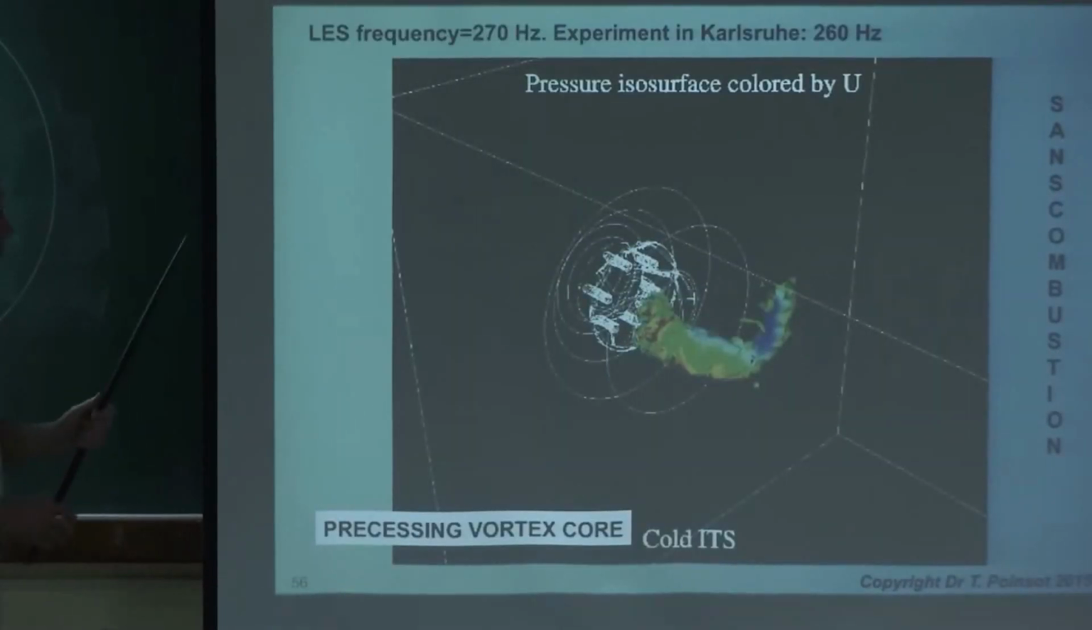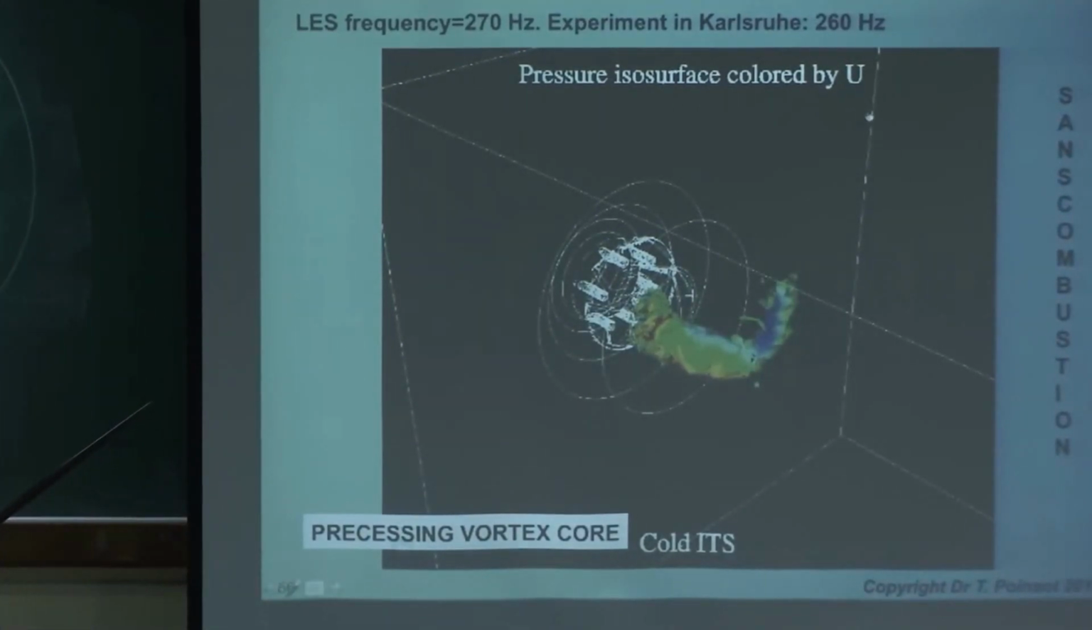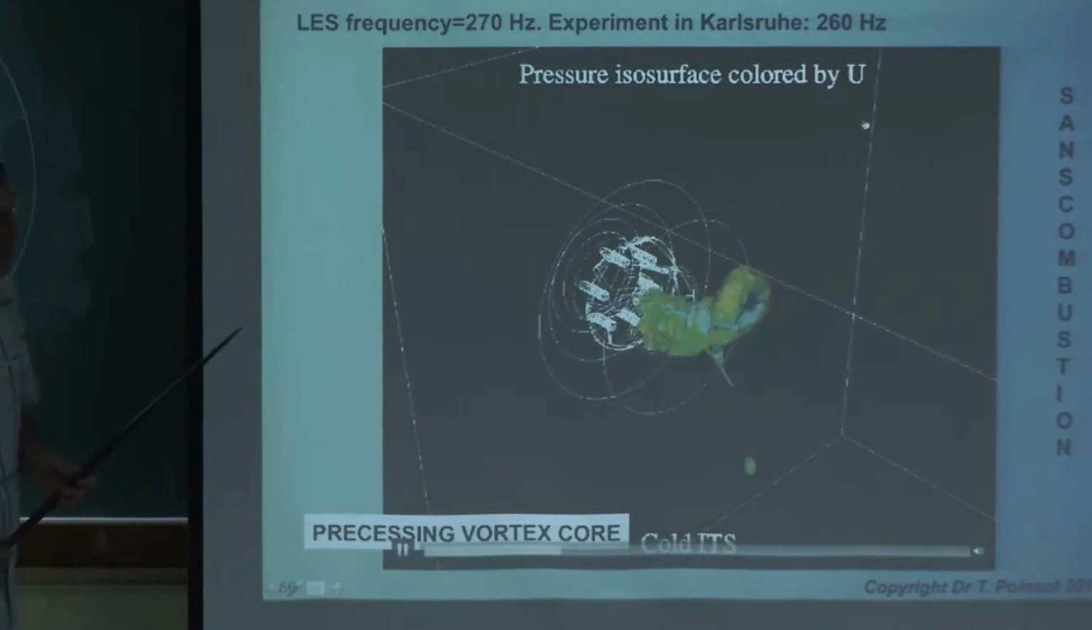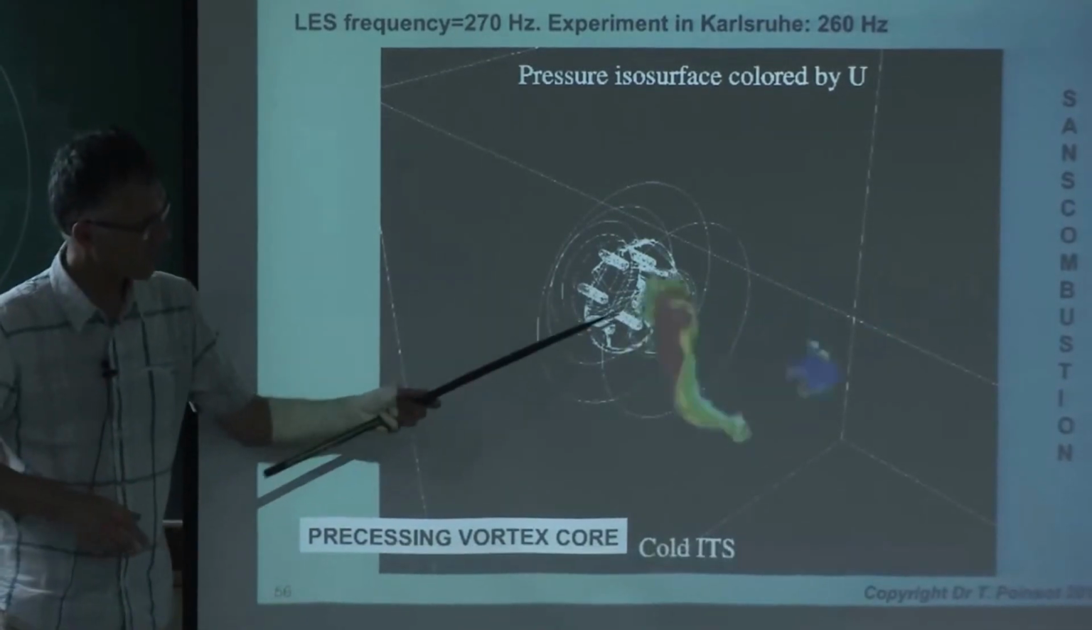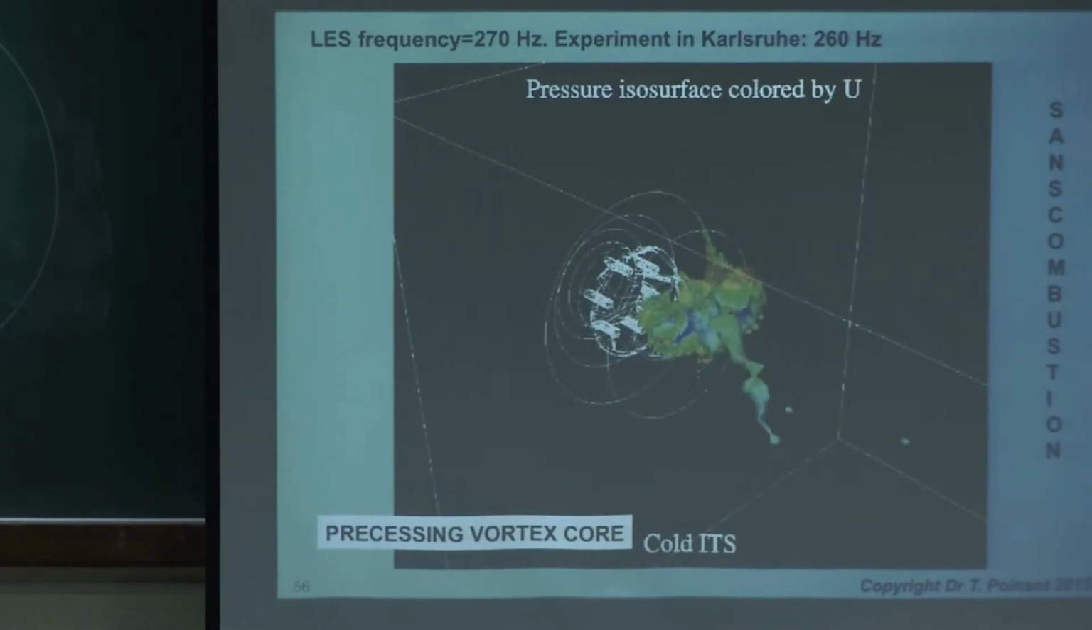So before we go to combustion, let me just show you the PVC here. That's the PVC without combustion. And you can see the rotation of this guy. It's a very strong one. And that's the one making noise. So this one is at 250 hertz before you ignite the flow.